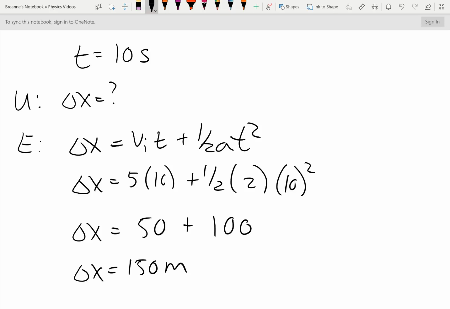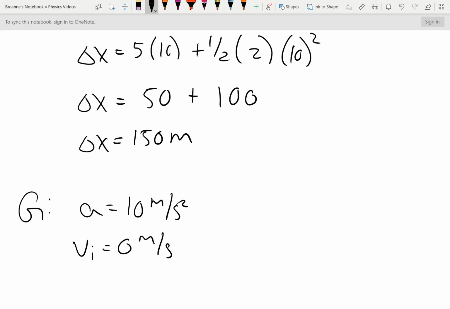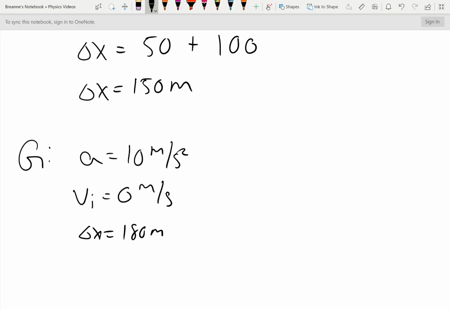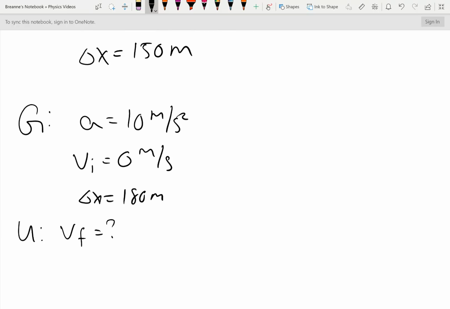Next one, it says, what is the final velocity of the car at acceleration 10 meters per second squared from rest and travels 180 meters? So again, we're doing givens. We're accelerating at 10 meters per second squared. We're starting from rest, so our initial velocity is 0 meters per second. And we're traveling, so our delta x is 180 meters. Our unknown, it flat out asks, is our final velocity.